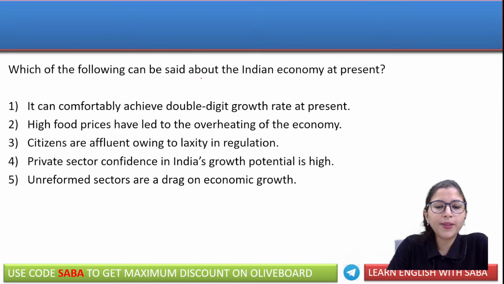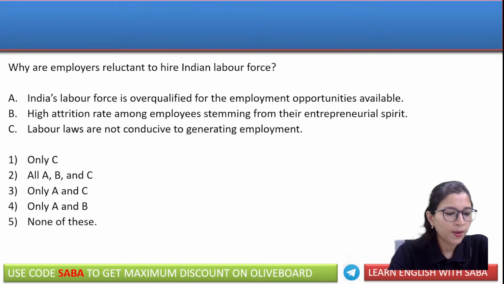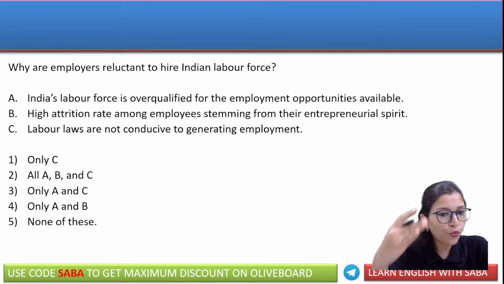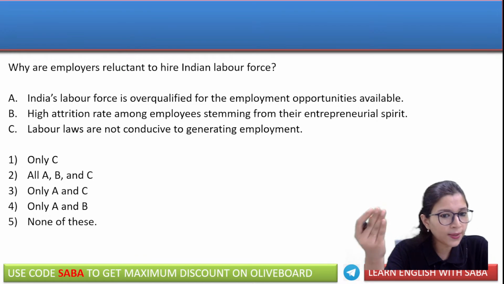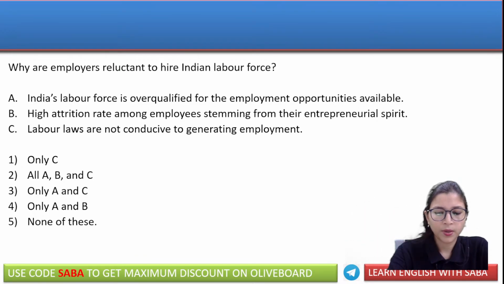Which of the following can be said about the Indian economy at present? Indian economy के बारे में आज हम क्या कह सकते हैं at present? So this is the question. What can be said about the Indian economy? ऐसे आंसर लगा देंगे तब तो हो गया. Next. Why are employers reluctant to hire Indian labor force? Reluctant means unwilling to hire Indian labor force.